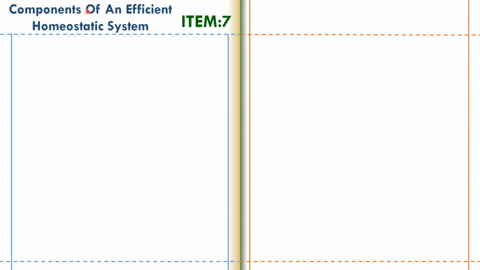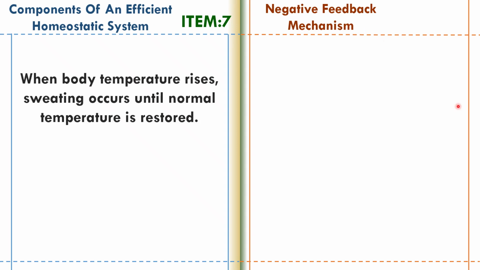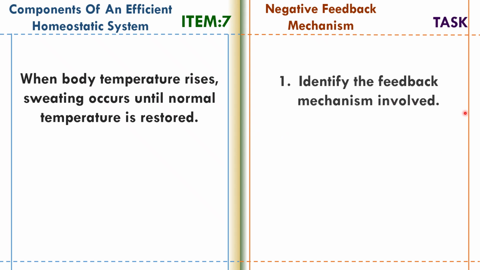Still under the components of an efficient homeostatic system, item 7. Let's look at negative feedback mechanism. When body temperature rises, sweating occurs until normal temperature is restored. Task: identify the feedback mechanism involved. Explain its significance.